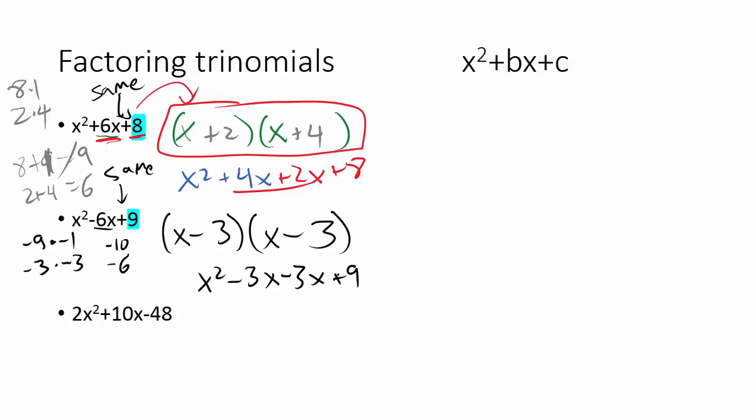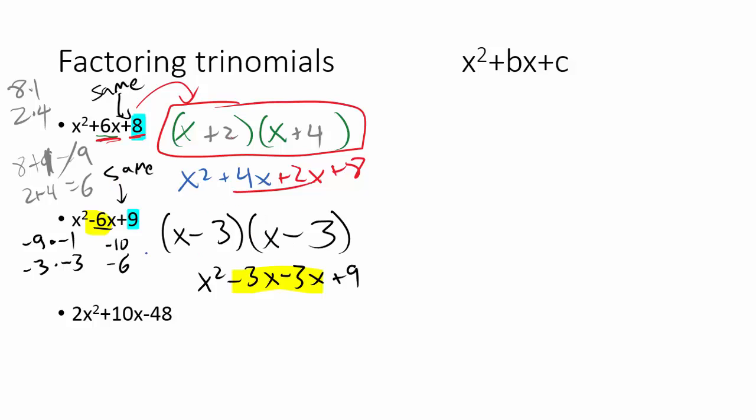So that's the only way I would get a plus, is if both signs are the same. And then if I combine those like terms, that would give me that. So if I combine these two like terms, that would give me that negative 6x in the middle, and I would have the same expression. So I know I've got the right answer here.